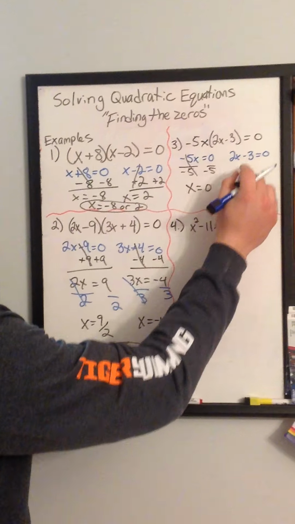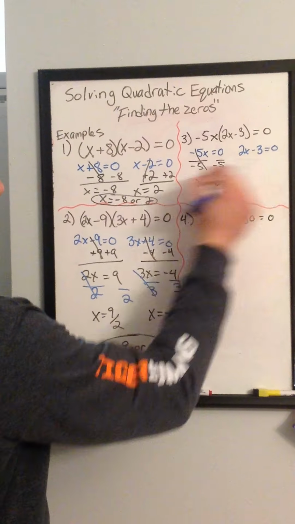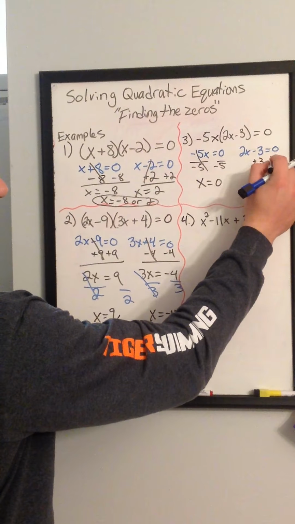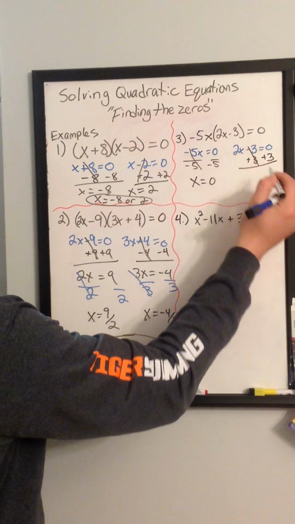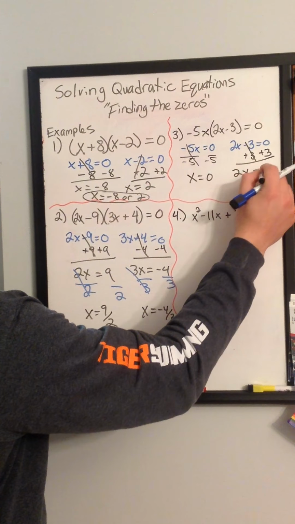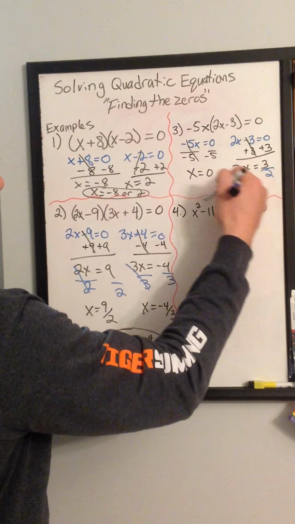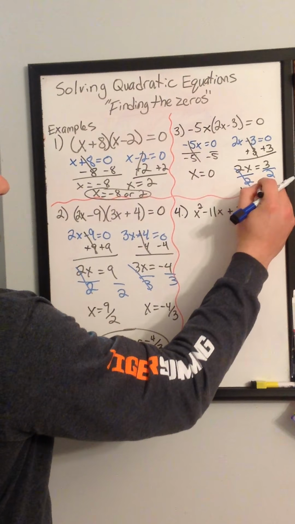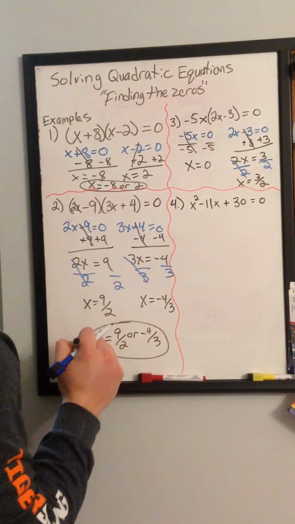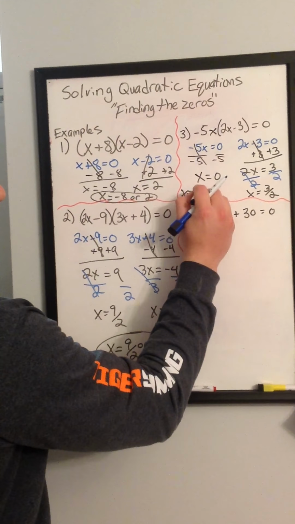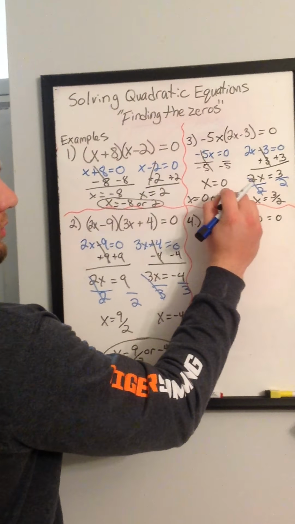solutions to this. Now when we solve this one, 2x minus 3, same thing as before. We're going to add 3 to both sides. Give us 2x is equal to 3. And then divide by 2. So our x is either going to be equal to 0 or 3 over 2.